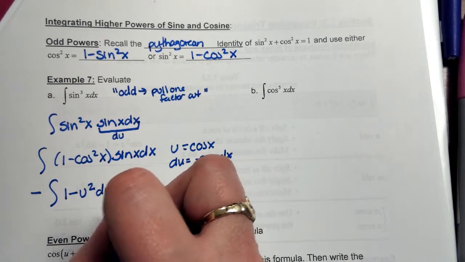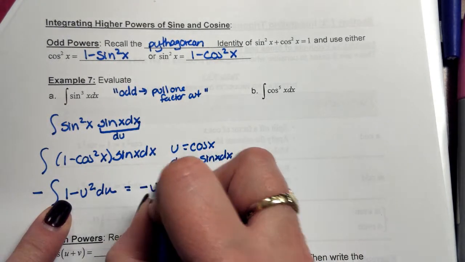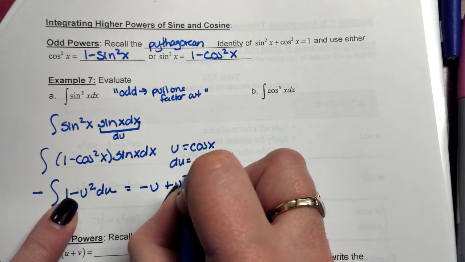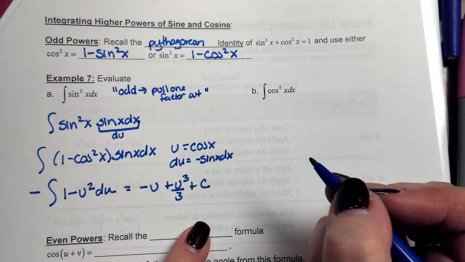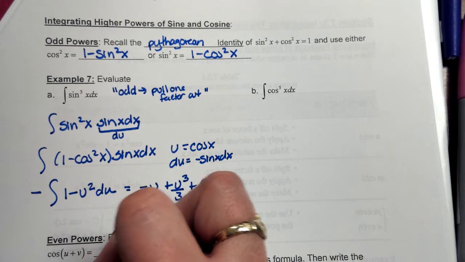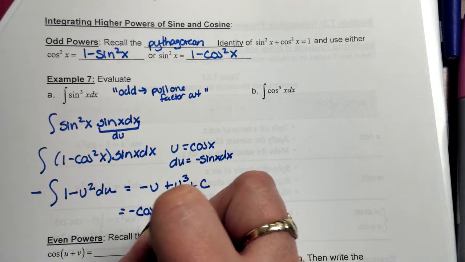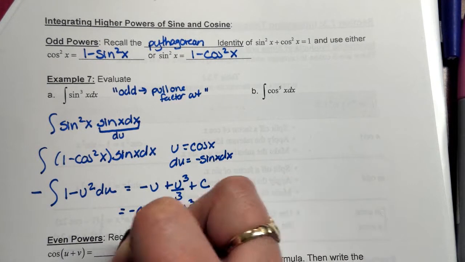So then when I integrate, remember, be careful of the negative sign. So the integral of 1 is going to be a negative u, and then it's going to be plus u to the third over 3. And again, it's an indefinite integral, so don't forget to add your c. And then, of course, I can replace my u with the cosine of x. So I have negative cosine of x plus cosine to the third of x over 3 plus c.